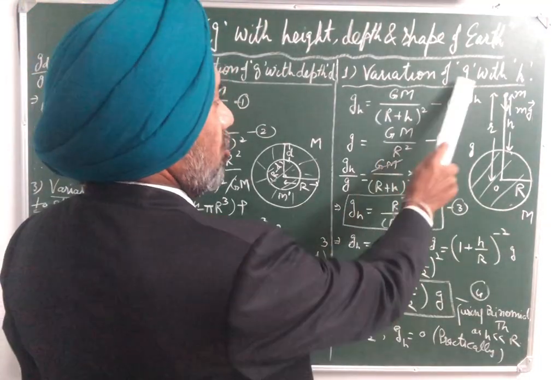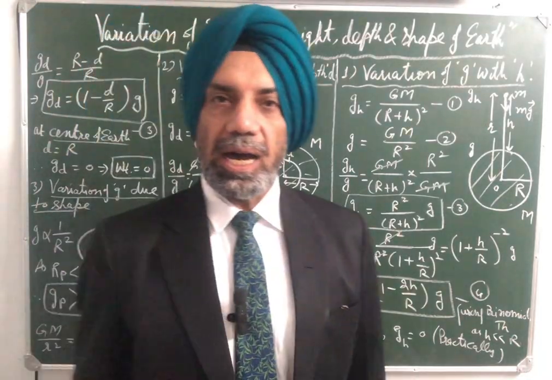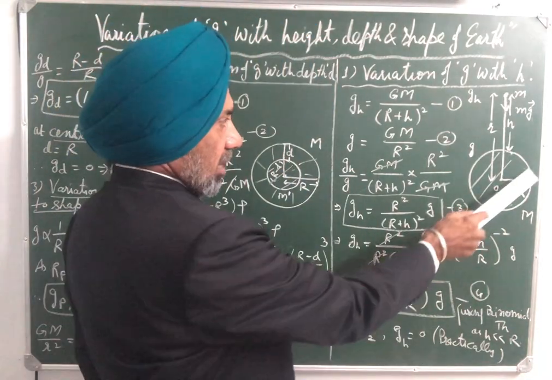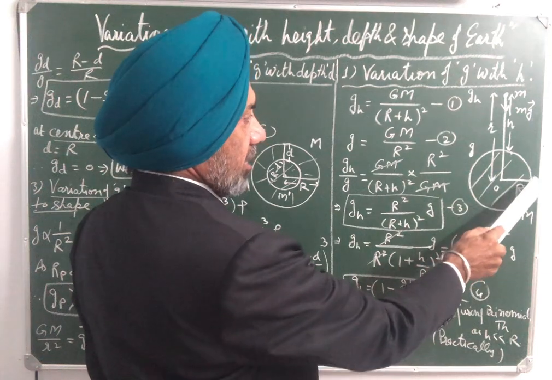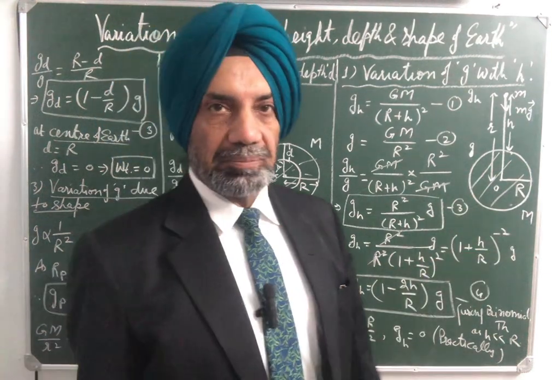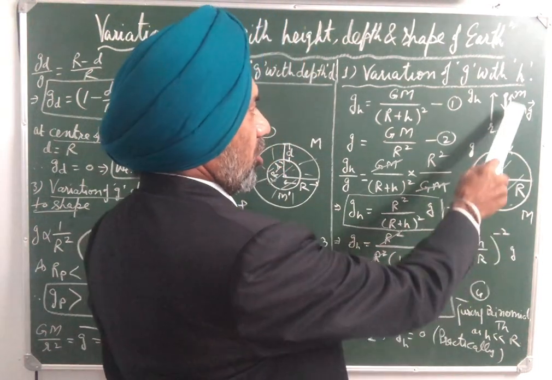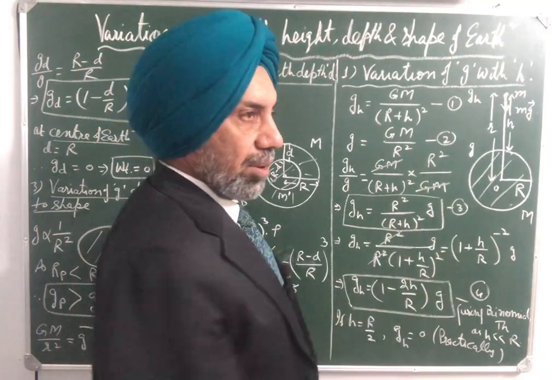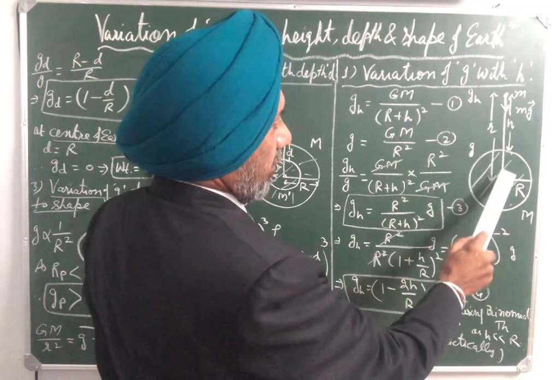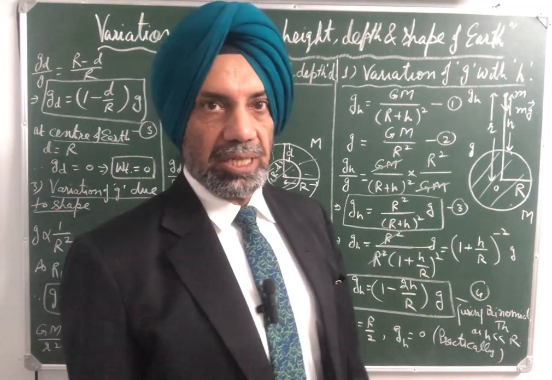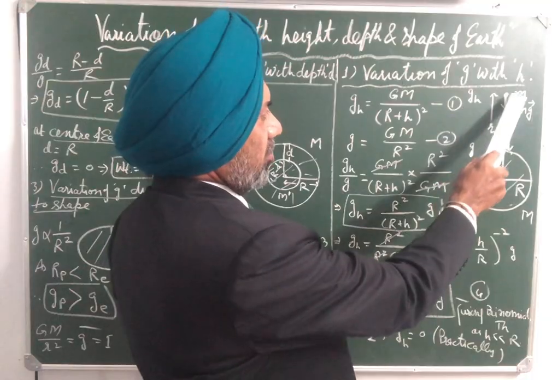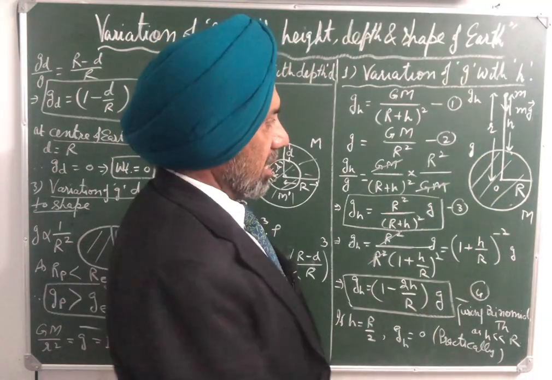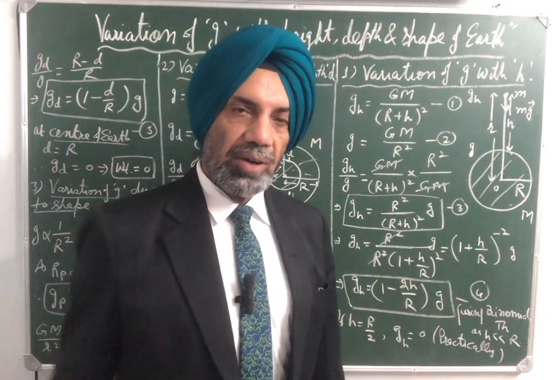First of all, variation of g with height. Suppose this is our earth having radius R and mass capital M. Suppose a body of mass m is lying at height h, or distance small r from the center. So small r is equal to capital R plus h. Let gh be the value of g at height h and g the value of g at the surface of earth.